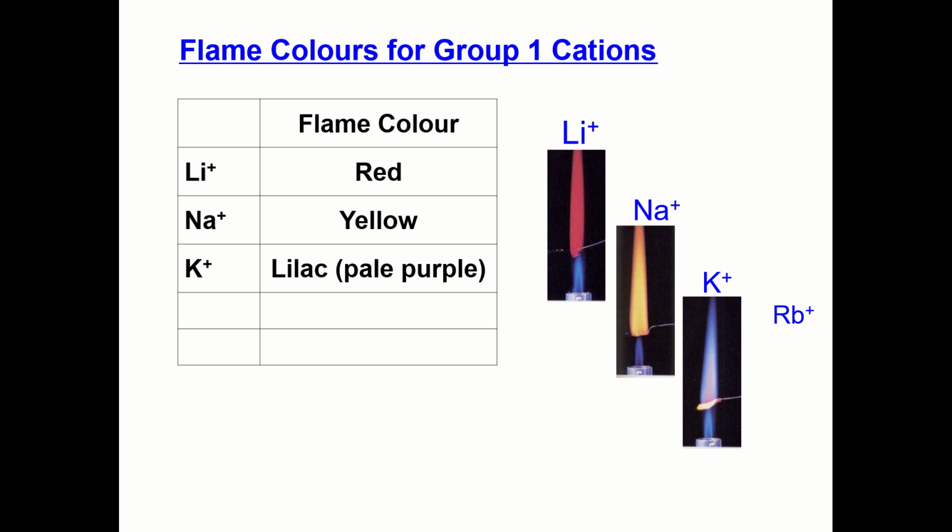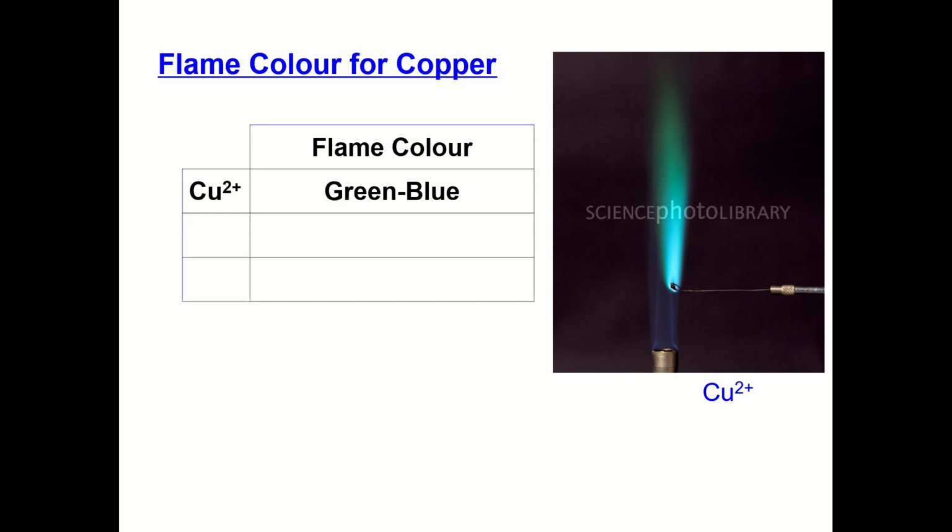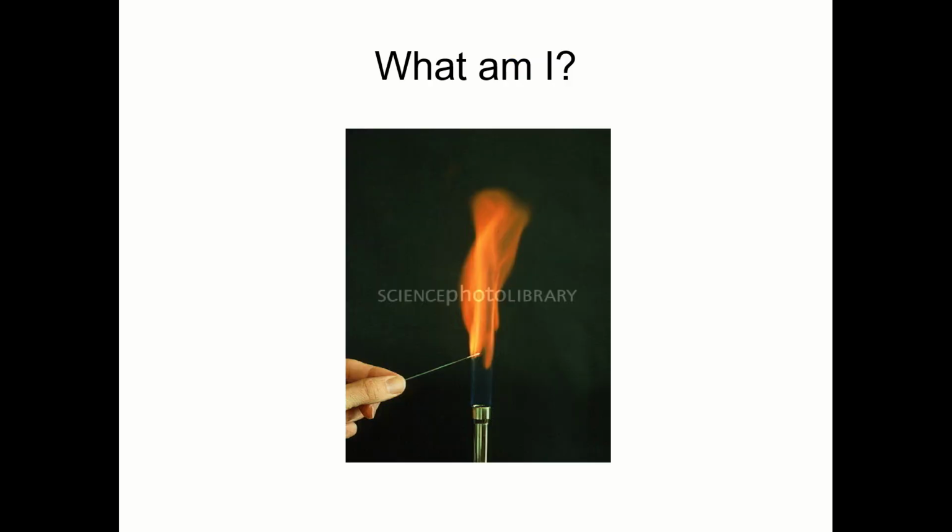So you can see here we've got the group 1 colours for lithium, sodium and potassium, and you can see that they are red, yellow and lilac. Very distinctive colours. You can see copper is another one that you have to know for GCSE, and it's a sort of green/blue colour. Okay, so you have to write that in an exam. Don't write green, don't write blue on their own, write green/blue. That's for copper 2+ ions.